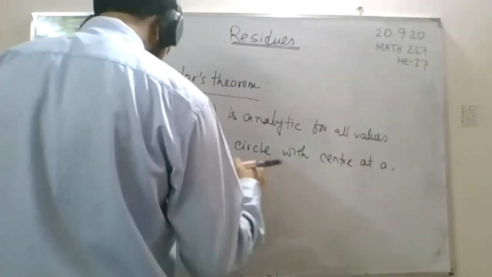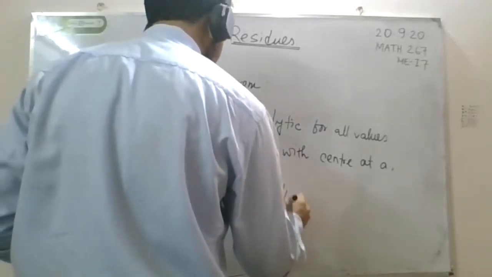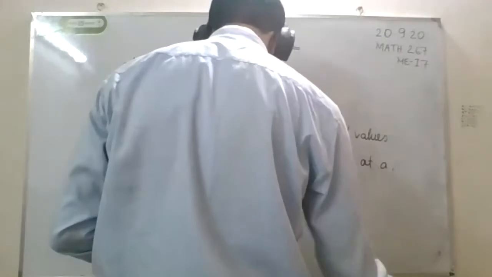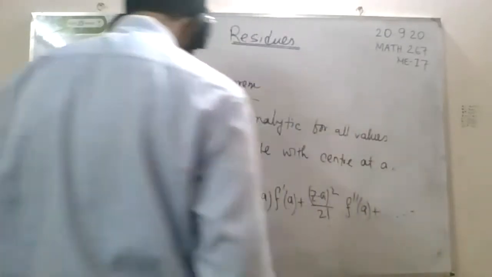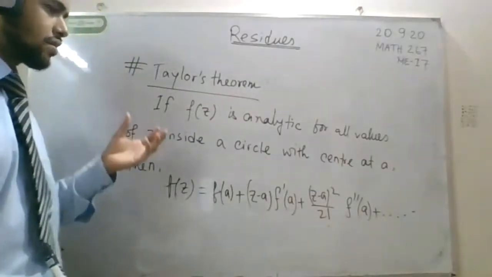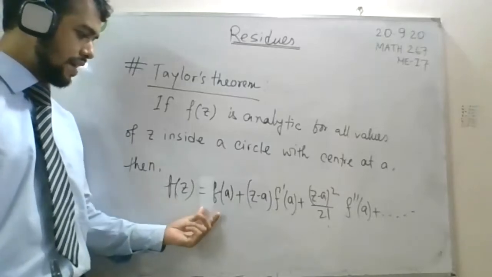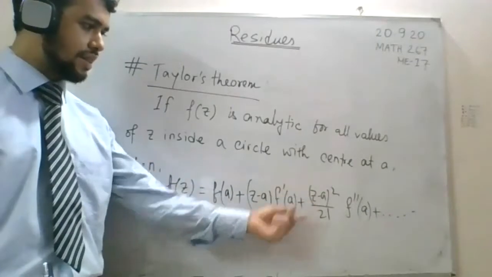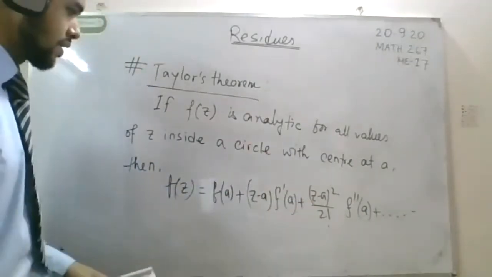f(a) plus (z minus a) f prime(a) plus (z minus a) squared divided by 2 factorial into f double prime(a). So this is the statement of Taylor's theorem for complex functions. Here f(z) equals f(a) plus (z minus a) into f prime(a), plus (z minus a) whole squared divided by 2 factorial f double prime(a), up to n terms or infinity.